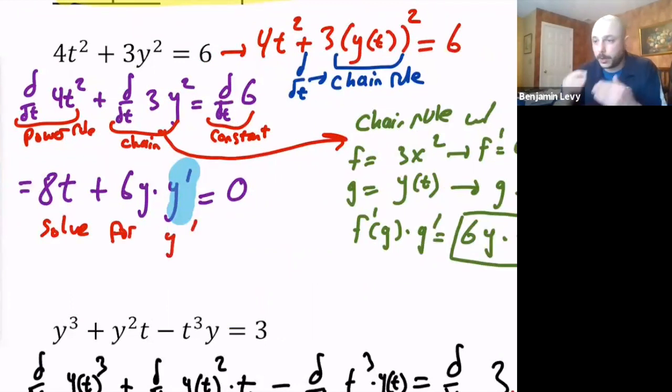Right? Y prime is currently in that expression. So let's just get it by itself. And then we'll have something that says y prime equals, and that's the derivative. Right? So we can solve for that pretty easily by subtracting the 8t to the other side.